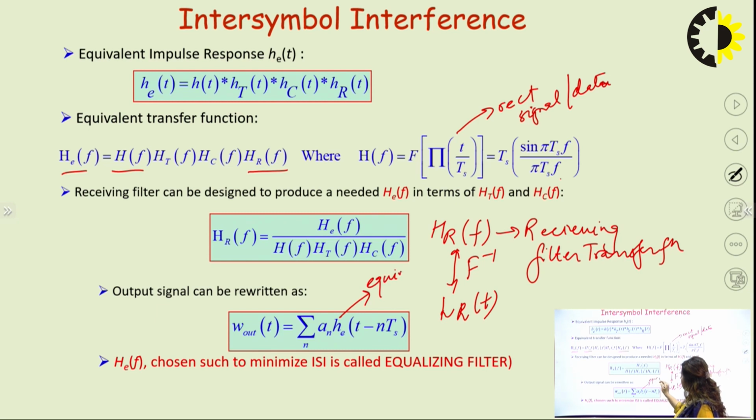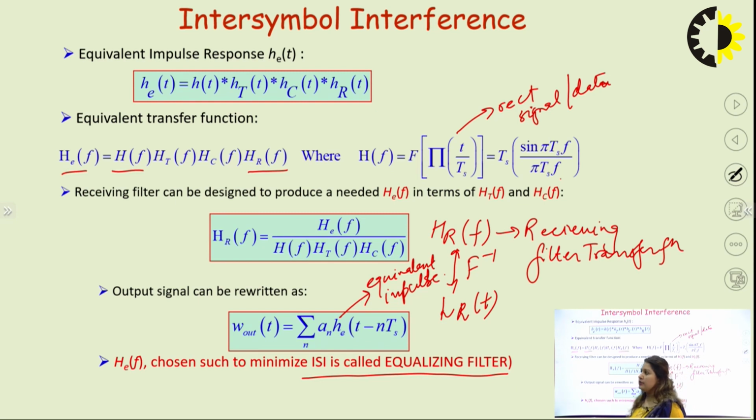So this equivalent response comprises all these responses: the transmitted response, the channel response, and the receiving filter response. So H_E(f) has to be chosen so as to minimize ISI, and is called the equalizing filter. So this H_E(f) is called the equalizing filter, which we can use for combating our intersymbol interference. It has to be chosen so that it will minimize your ISI.